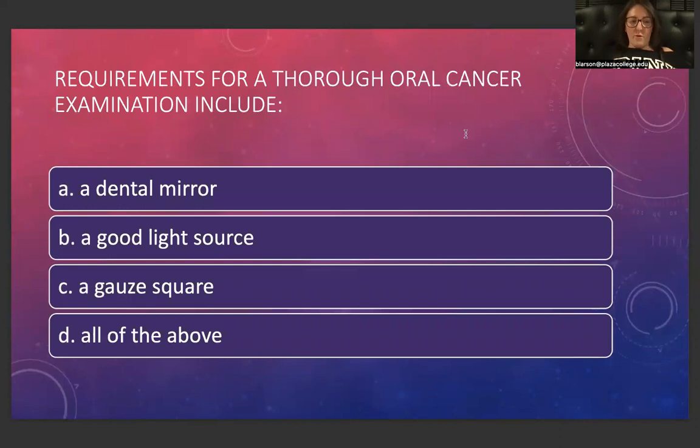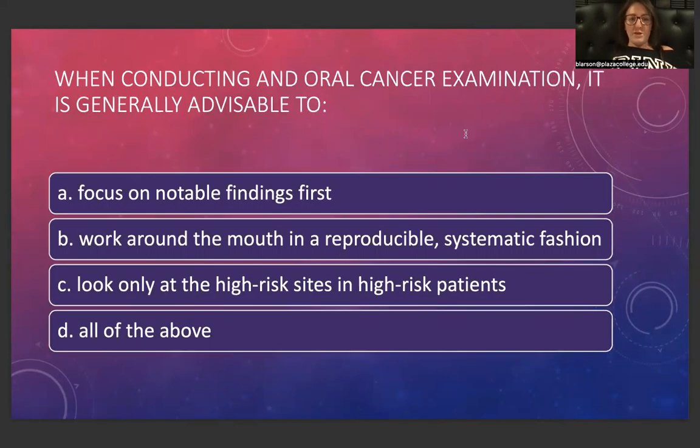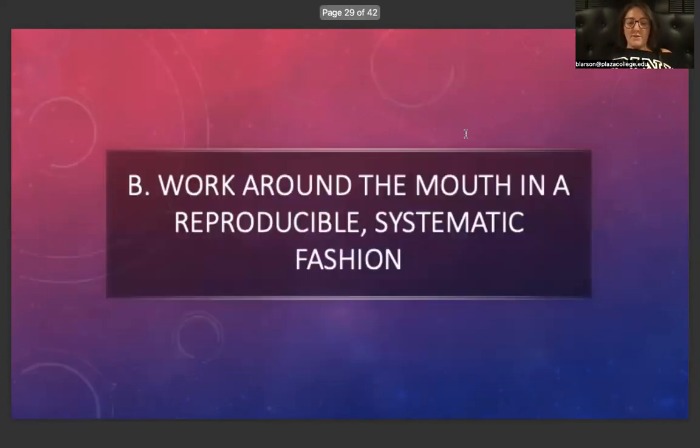Requirements for a thorough oral cancer examination include a dental mirror, a good light source, a gauze square, or all the above. We know this as clinicians, it's all of the above. When conducting an oral cancer examination, it is generally advised to focus on notable findings first, work around the mouth in a reproducible, systematic fashion, look only at the high-risk sites in high-risk patients, or all the above. The answer to this one is B, work around the mouth in a reproducible, systematic fashion. We always follow the same steps when we're doing EOE, IOE.